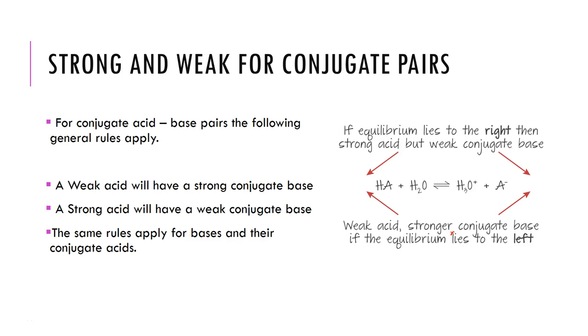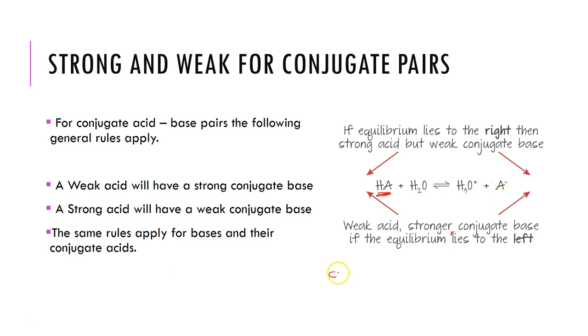So we have our strong bases, our weak bases, and our strong and weak acids. For strong and weak conjugate pairs, remembering we were identifying conjugate pairs last lesson, the conjugate pairs follow a couple of general rules. That is that a weak acid will have a strong conjugate base and a strong acid will have a weak conjugate base. These same rules apply for bases and their conjugate acids. So if we have a general form of an acid, if it is a weak acid, it will have a stronger conjugate base. If it's a strong acid, it'll have a weaker conjugate base.